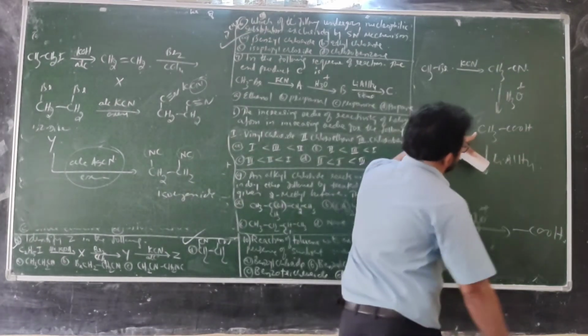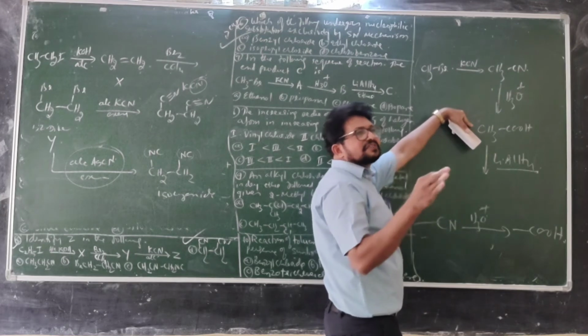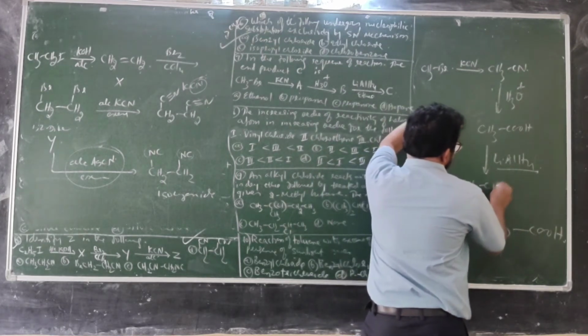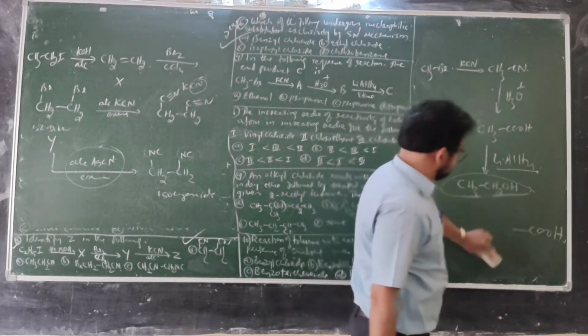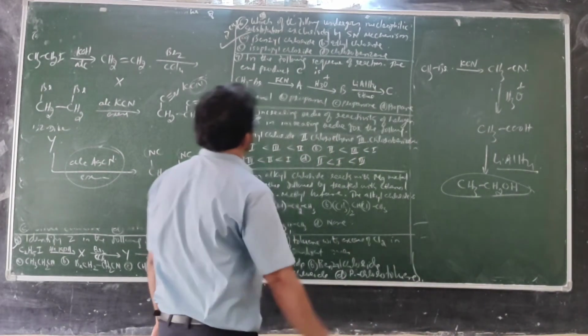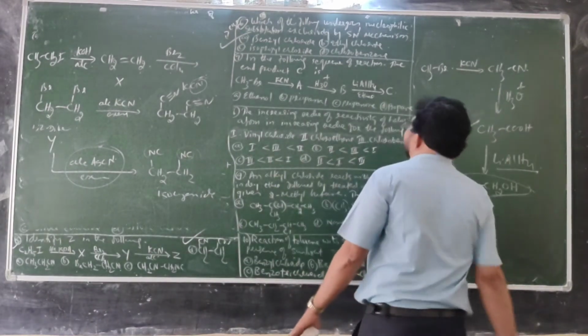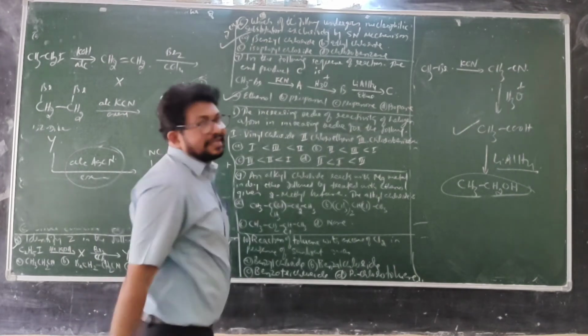So this is the reduction. Lithium aluminium hydride is the most potent reducing agent, the best reducing agent. The product is CH3CH2OH. Ethanol is the final product. Is it okay? Ethanol is the reduced product of which one? This one, ethanoic acid. The answer is ethanol, option A.